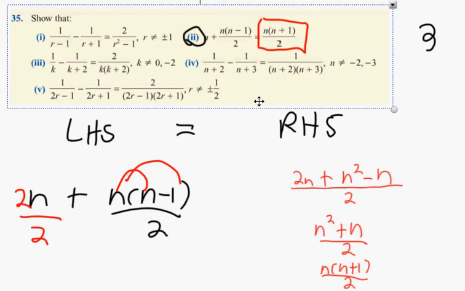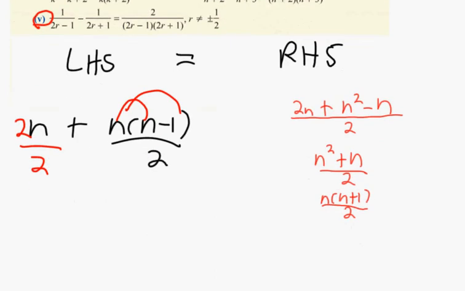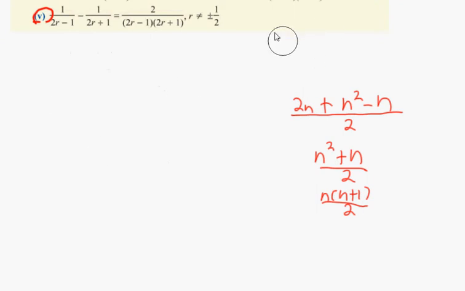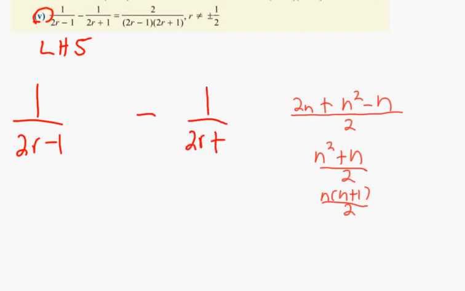Somebody mentioned 35 part 5, or part 4? Which one? 5, I think somebody said 5, okay? So what we're going to do in this one is, once again, take the longer, more complicated side, the left hand side, and your whole goal is to turn the left hand side into the right hand side here. Okay, that's the goal of the question. So, anybody tell me how do you deal with 1 over 2r minus 1 minus 1 over 2r plus 1? How do you manage to deal with that?